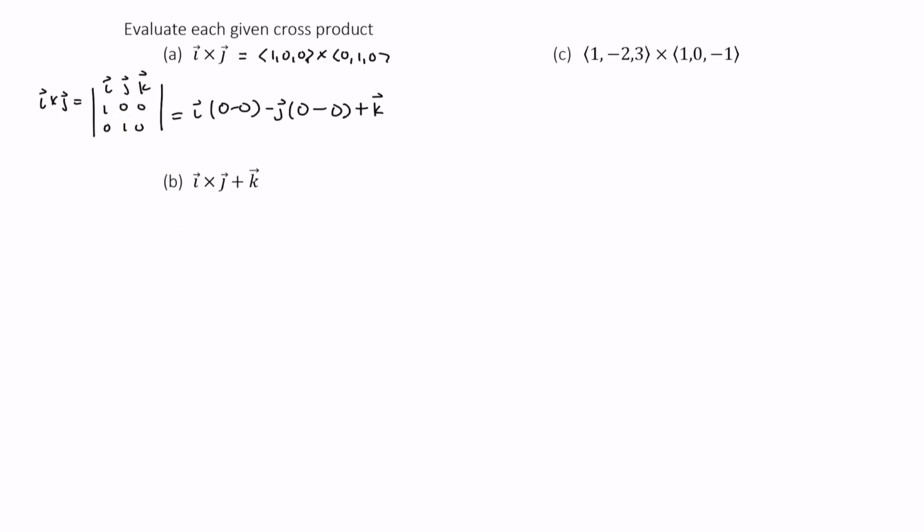Finally, we have plus k. And now let's cover up the values directly below k. And multiplying along this diagonal, we have 1 times 1 is 1, minus 0 times 0 is 0. So as you can tell, this is just equal to k.